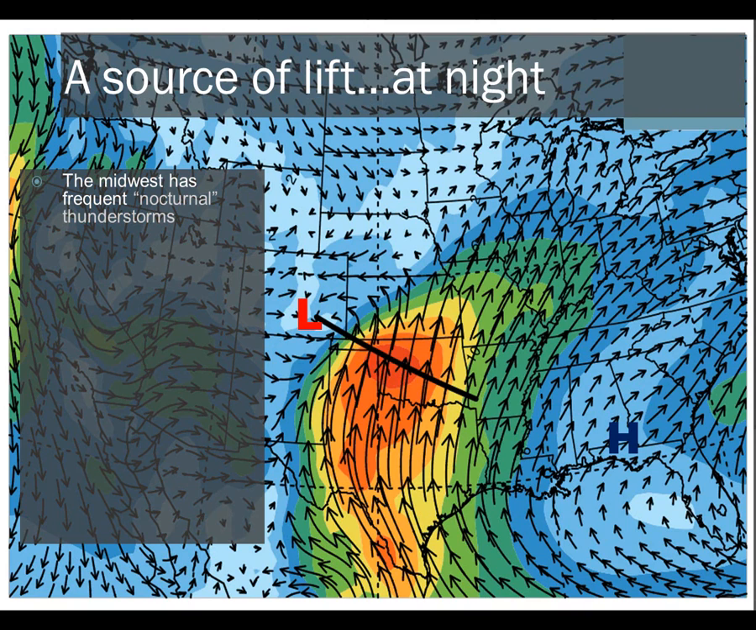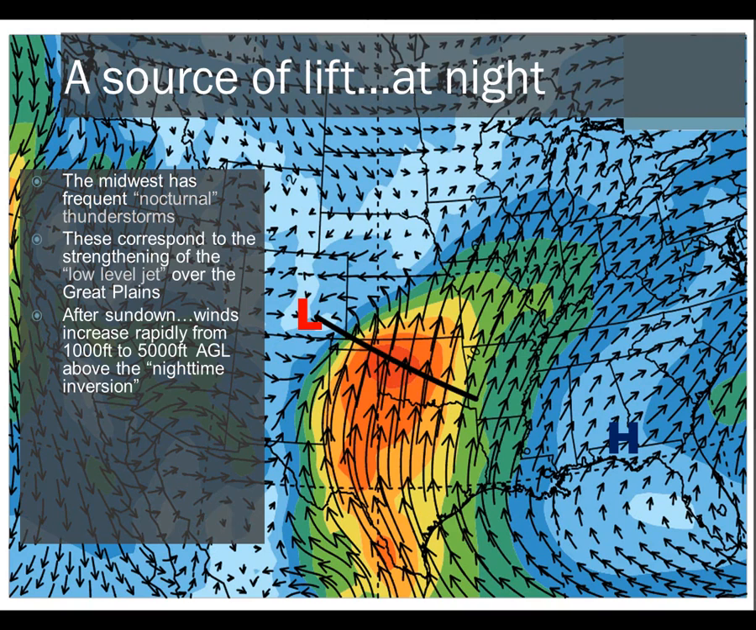Well, the Midwest has what we call frequent nocturnal activity. This corresponds to the strengthening of the low-level jet over the Great Plains. After sundown, winds increase rapidly from 1,000 to 5,000 feet above the surface and above what we call the nighttime inversion, a layer of warm air above the surface that forms with cooling at the surface.